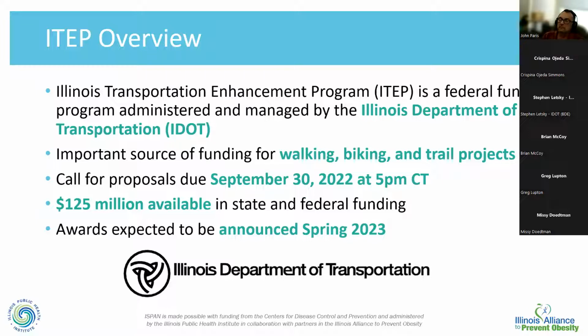The ITEP cycle for 2022 closes on September 30th. That is a week from Friday at 5 p.m. Central Time. There's $125 million on the table in both state and federal funding combined, and the awards are expected to be announced in spring of 2023.